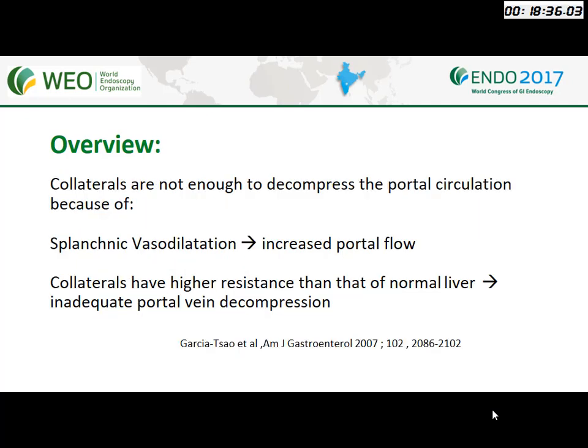So, collaterals are not enough to decompress the portal circulation, because splenic vasodilation occurs with increased portal flow, and the collaterals have higher resistance than that of the normal liver, leading to inadequate portal vein decompression.